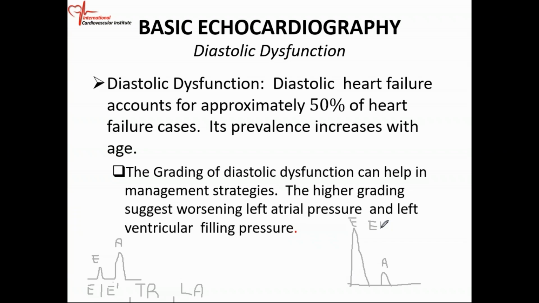So your E to A ratio is greater than 2. So this clinches the diagnosis of grade 3 diastolic dysfunction. Again, this is the worst stage of diastolic dysfunction. These patients are usually sick, and a lot of these patients will have very depressed LV systolic function. When you have LV systolic dysfunction, you invariably have diastolic dysfunction.